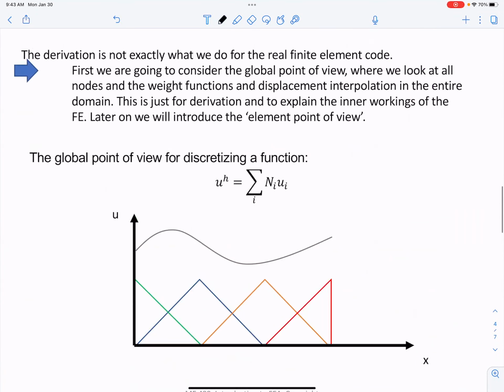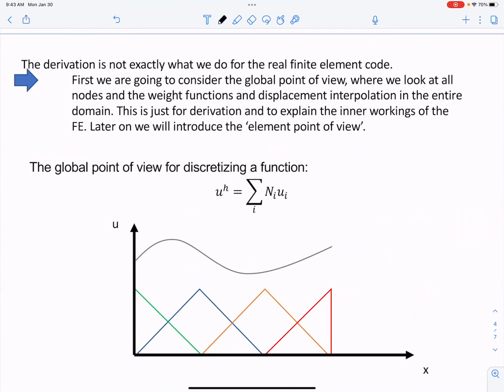And these are what the shape functions will look like. These are the most common ones. These are these hat functions. So this one is going to be N1, this is going to be N2, this is going to be N3, and this is going to be N4.